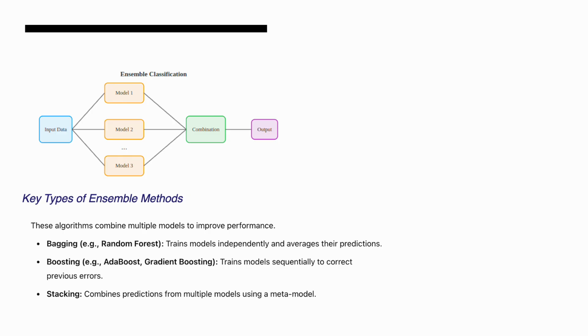As you can see from the picture, you input any data, it runs through multiple models, does a combination, and gives you an output and classifies data based on that, right? So that's basically the objective of it. There are a couple of methods in this.